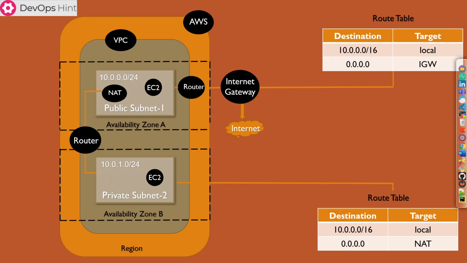So you can see this model. We will create the same model using Terraform. First we will create a VPC, then two subnets, one public subnet and one private subnet, then two EC2 instances in both subnets, then one internet gateway which will provide the internet access, and here you can see a NAT gateway in the public subnet, and we'll add a route in the private subnet route table.